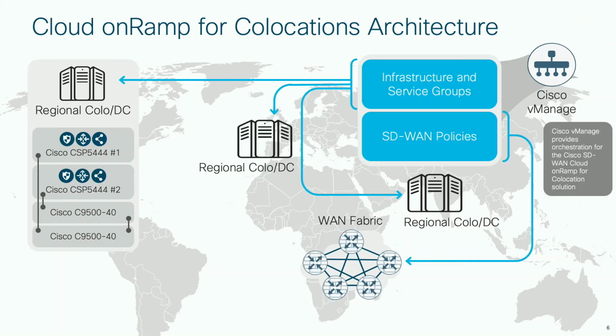And the service groups, which are the service chains. And then it uses the SD-WAN policies to steer the traffic through that colo. So build the colo, deploy the services in the colo, and steer the traffic to the colo. And all of that is under the umbrella of Cisco vManage.